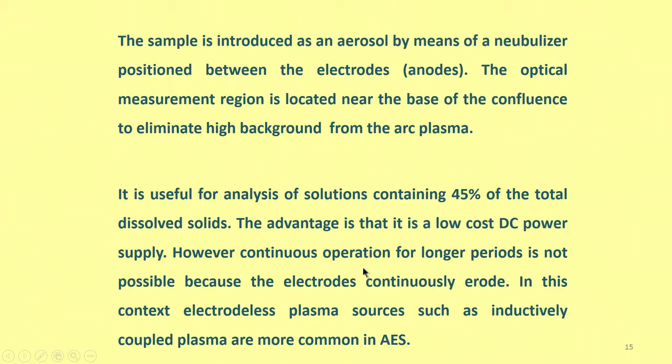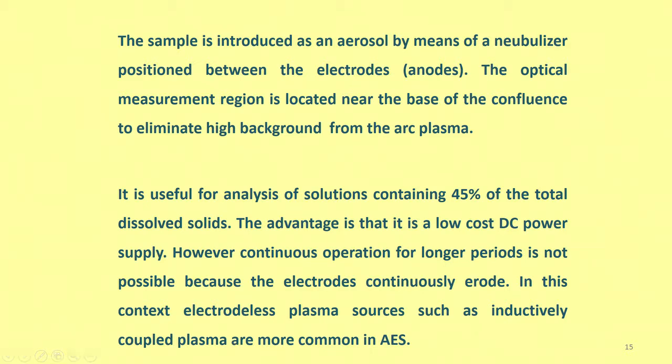So, what people do is, as the sample burns, there is another servo system that keeps on pushing the electrodes nearer and nearer. As it burns, it pushes nearer. So, the distance between the two electrodes must be maintained constant. It is done by computer also. Okay. So, still the problem is that continuous operation using DC arc is slightly difficult, because the electrodes continuously erode.